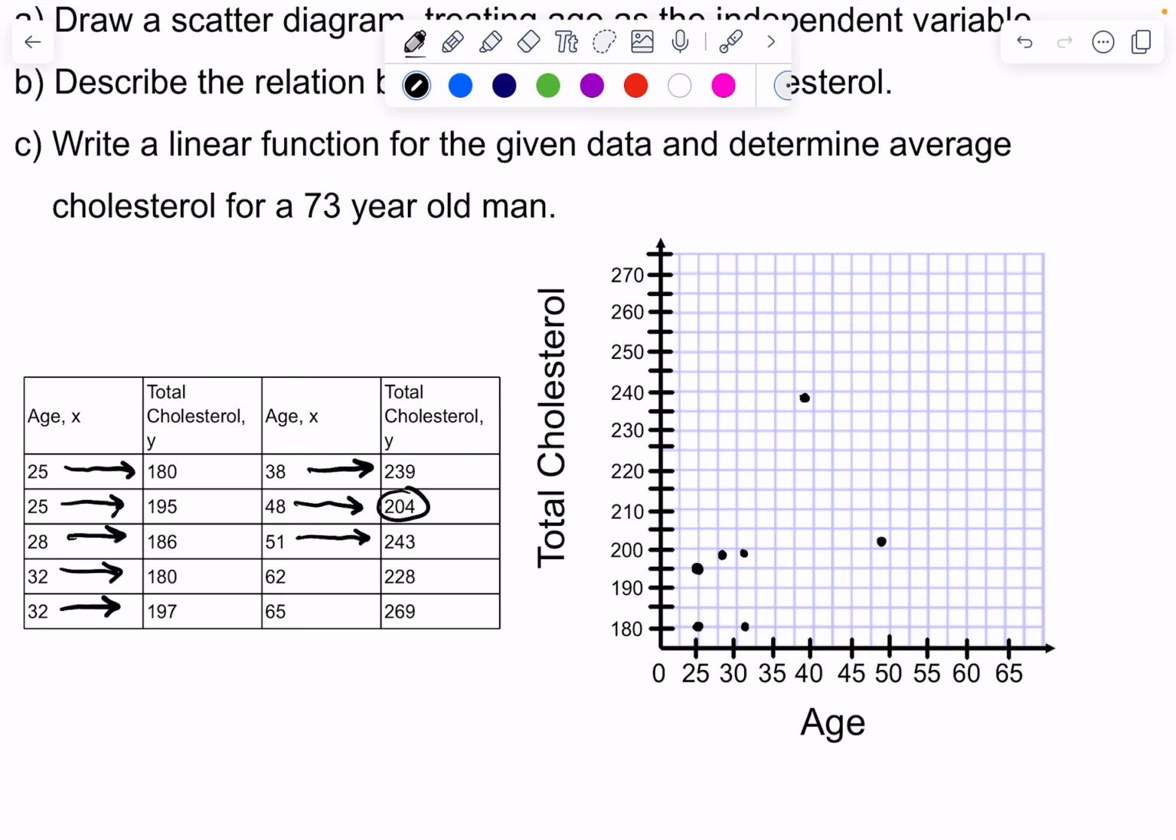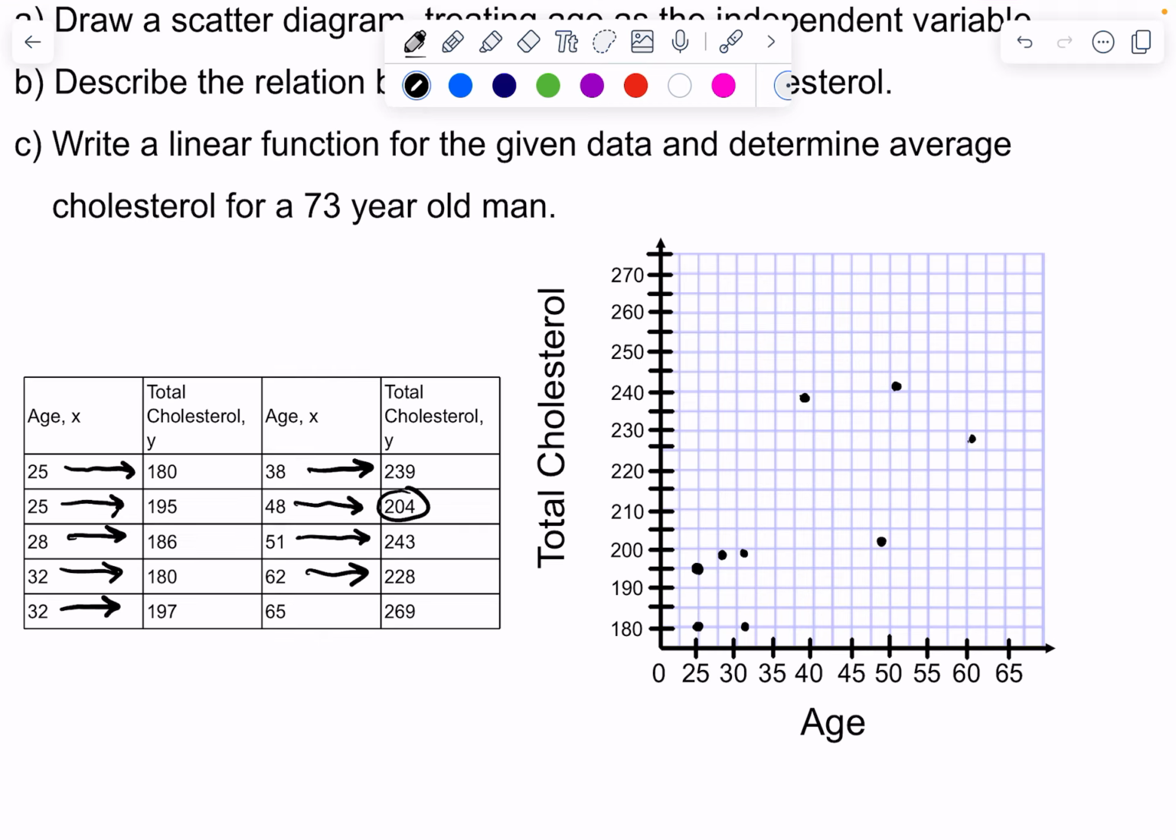A 51-year-old has a total cholesterol of 243, so that would be roughly about here. A 62-year-old has a total cholesterol of 228. So 228 is about here.